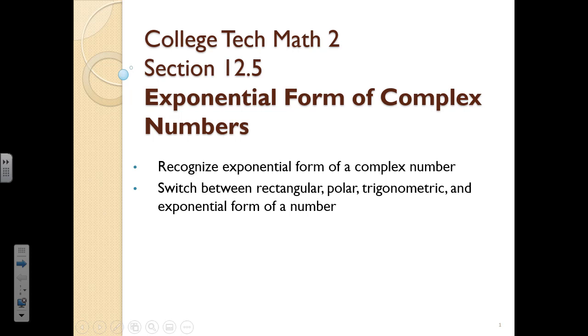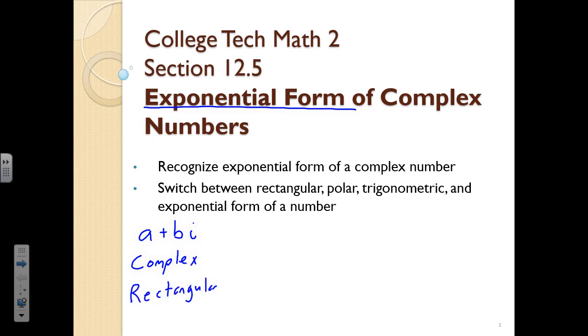Well, welcome back. What we want to do in this section is look at another form of writing complex numbers called exponential form. For example, we already know of three ways to write a complex number. The simplest way that we've seen so far is a plus bi, and again I'm going to use i and j interchangeably. We call that complex form, or sometimes rectangular form. But then we also saw that we can express that using the magnitude and direction on the complex plane. Remember what that's called? That is polar form.